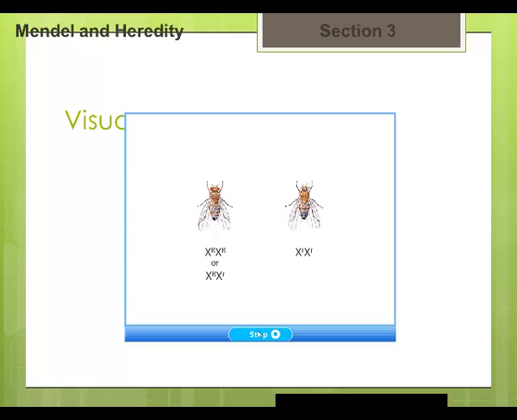Because females have two alleles for eye color, they can have three possible genotypes. Male flies only have one allele for eye color since they only have one X chromosome each. Thus, only two genotypes are possible for male flies. Their one allele alone determines their eye color.